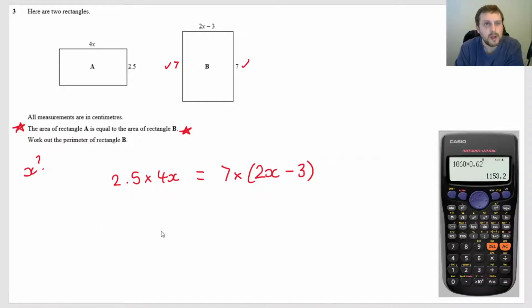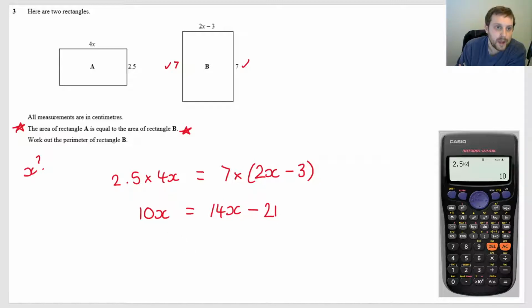Okay, we can tidy this up a bit. 2.5 times 4 is 10. So this is 10x. Remember, you'd have a calculator as well. I have actually got a calculator, so let's just convince ourselves. Yeah, 10. And there's something useful that you can do over here, and that's expand the brackets. So this is 14x minus 21. Remember, 7 times 2x is 14x, 7 times 3, and it's take away, so it's minus 21. What will I do next? Well, now I've just got a fairly straightforward linear equation.